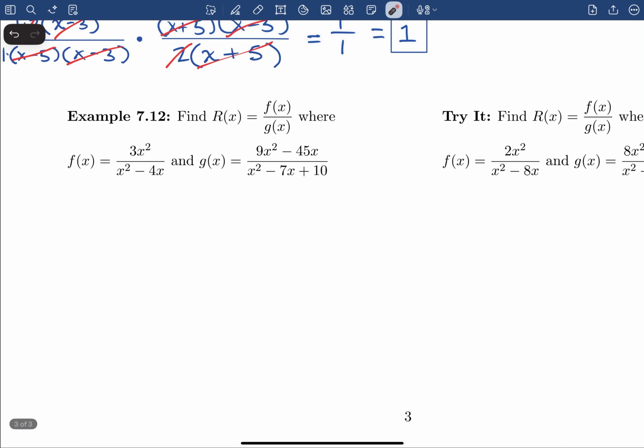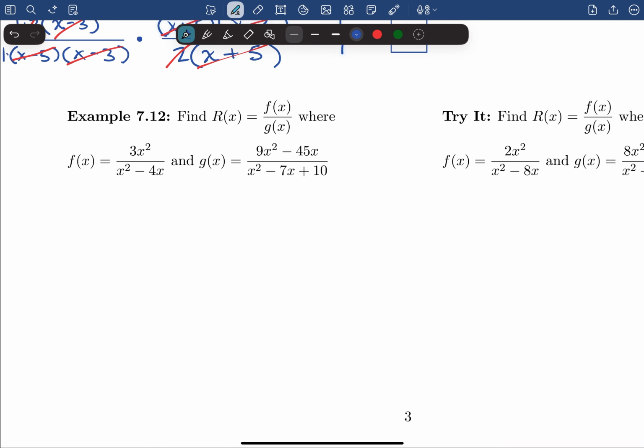That's awesome. Example 7.12, find r of x equals f of x divided by g of x, where f of x equals this stuff, and g of x equals this stuff. And what we're going to do is a keep, switch, flip as I factor. So I'm going to factor and do a keep, switch, flip.